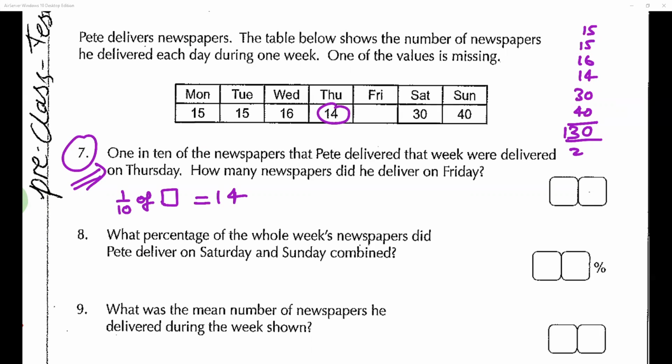The number would be 140. Fantastic. Absolutely. Because 140 divided by 10 is 14. So what that means is that the total of everything, so we got 130 so far. So how much is missing then? So 130 add the missing number, which is the Friday number, gives you 140 total. The number is 10. Fantastic.